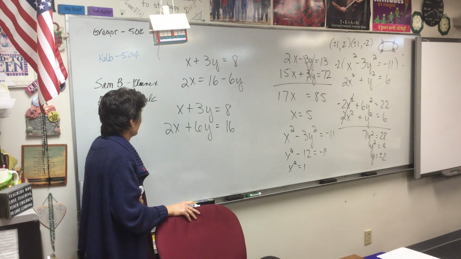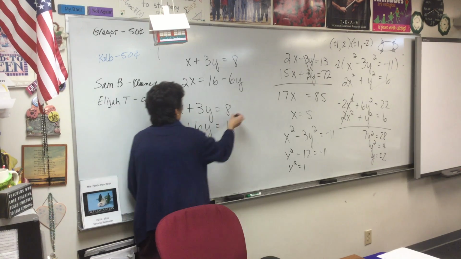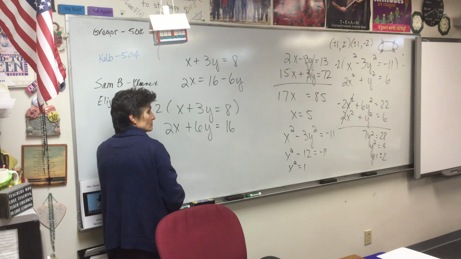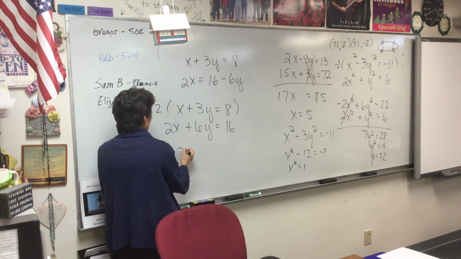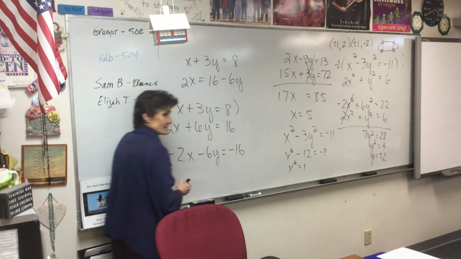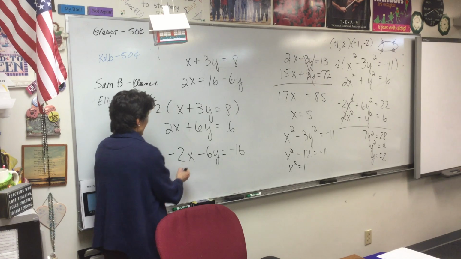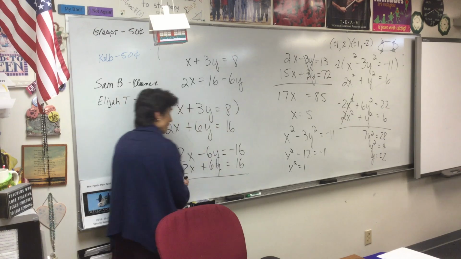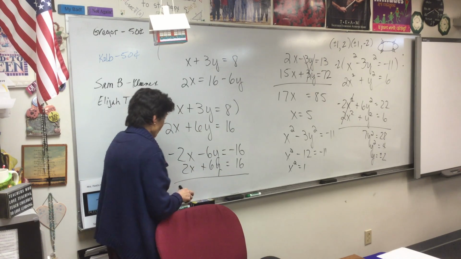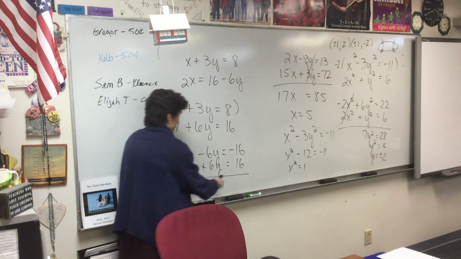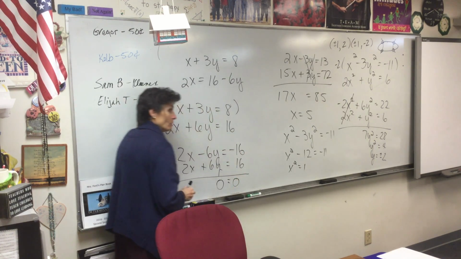All right, so what do we want to eliminate? So multiply the top by negative 2. It's going to cancel both. It's 0. So we have negative 2x minus 6y equals negative 16 on the top, and 2x plus 6y equals 16 on the bottom. So everything cancels out. On this side, I have a 0. On this side, I have a 0.